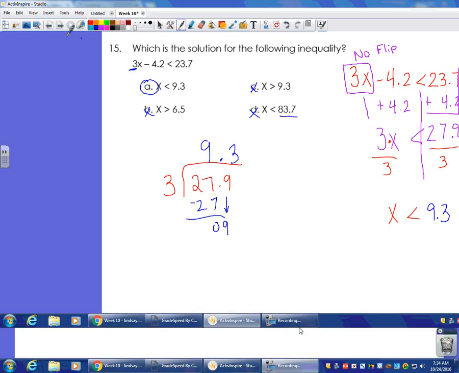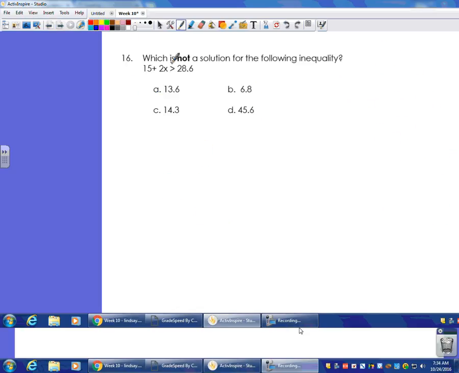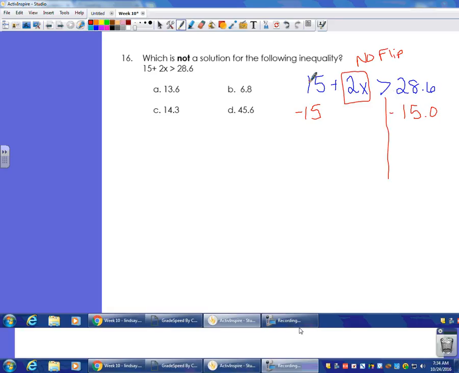And the last one, which is not a solution for the following inequality. So we need to solve this. 15 plus 2x is greater than 28.6. We put the 2x in a box, so we're going to say no flip. So to get rid of this positive 15, we're going to say negative 15 on both sides. Sorry, I forgot to draw the line. So we're going to have 2x is greater than, let's see what we get.